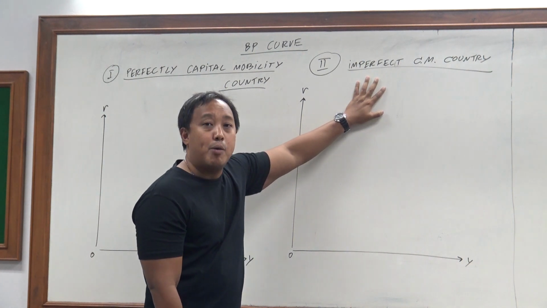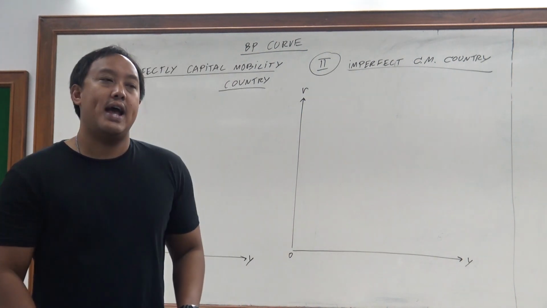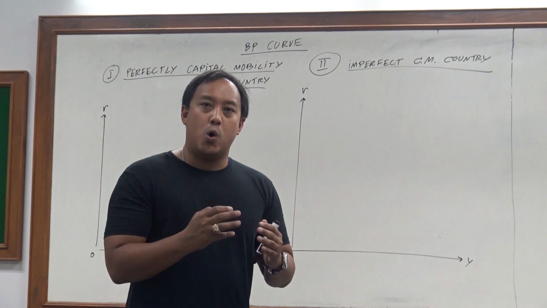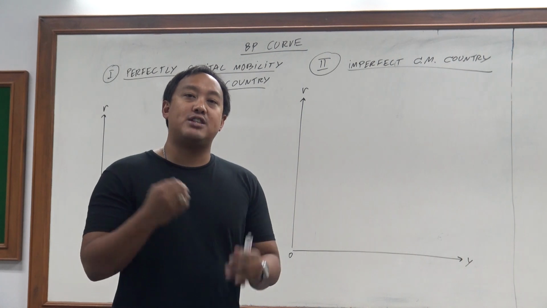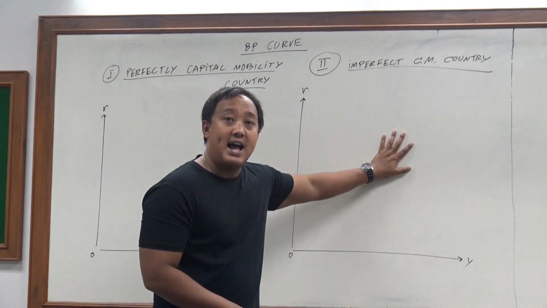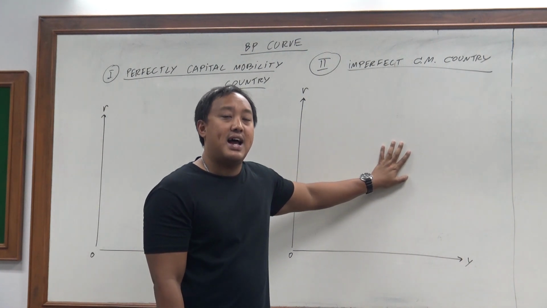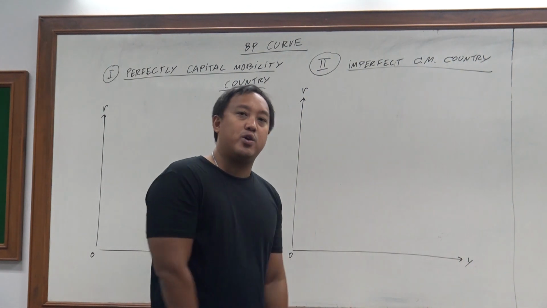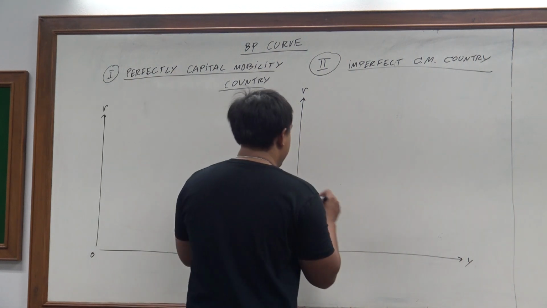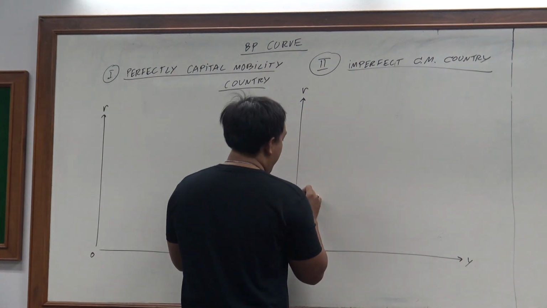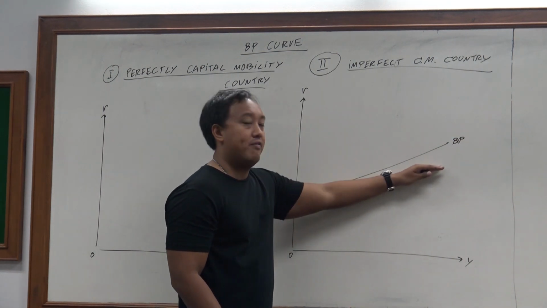This one is the opposite: imperfectly capital mobility country. This is a country that has some policies and rules that control the level of money flowing in and out of their country. They have some restriction. Think about Thailand, China, Vietnam, small countries that try to control the market. So the graph of the BP curve is going to be a little bit different. For the imperfectly capital mobility country, the BP curve has a positive slope like this.